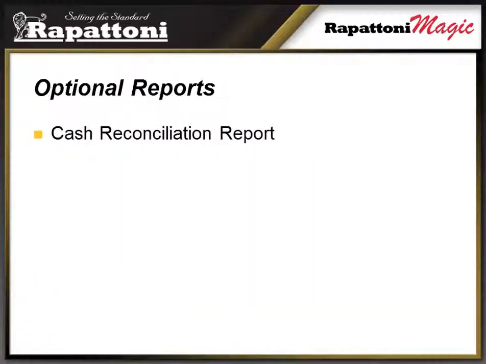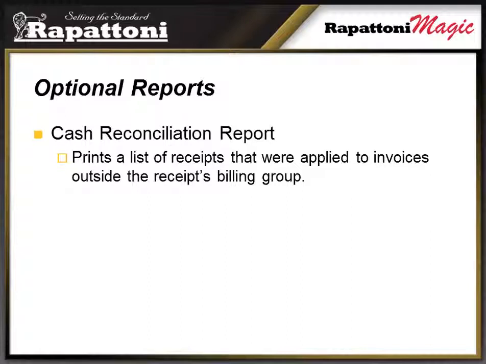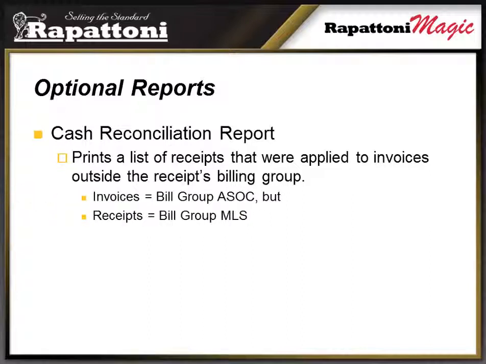So again, two optional reports in Magic that you can run at month end. The cash accounts reconciliation report will tell you if you have any transactions that were applied to invoices outside the receipts billing group, or vice versa. For instance, if your invoice belongs to your ASOC billing group and your receipts belong to MLS group, if those are applied to each other, it'll show up on this report.